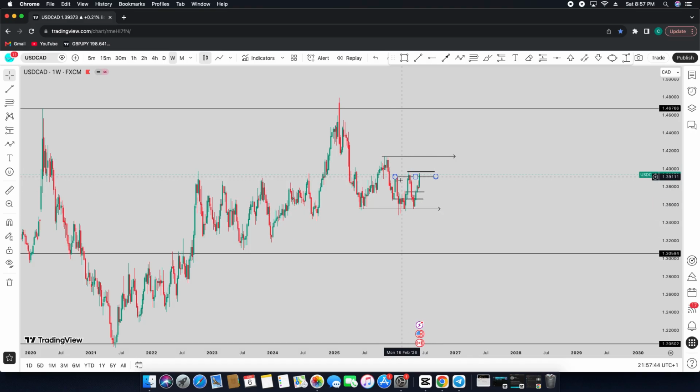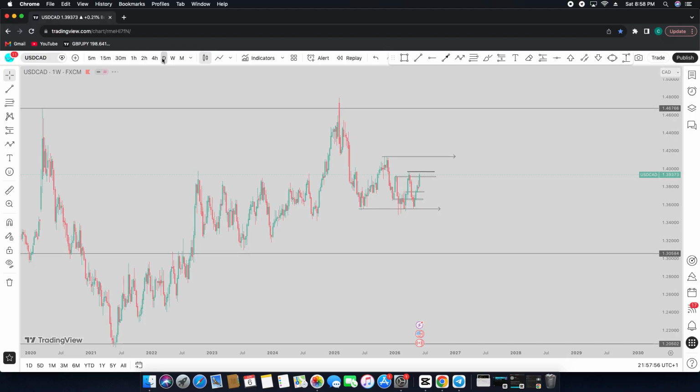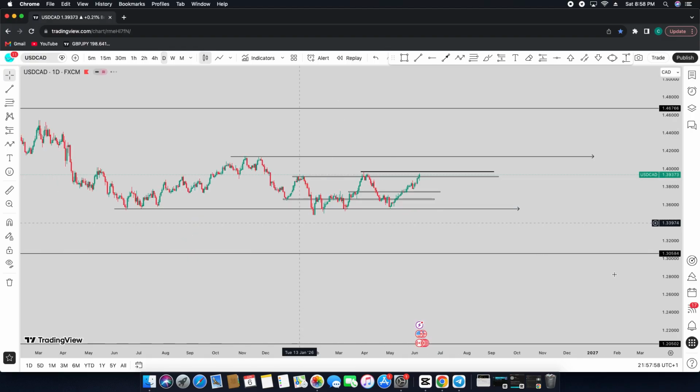So since we've established that on the weekly time frame, we can clearly see that USDCAD is bullish, how do we participate in this bullish move around here? That's where we'll go to the daily time frame.